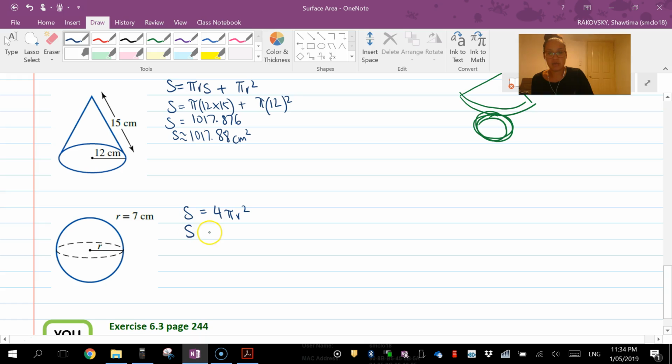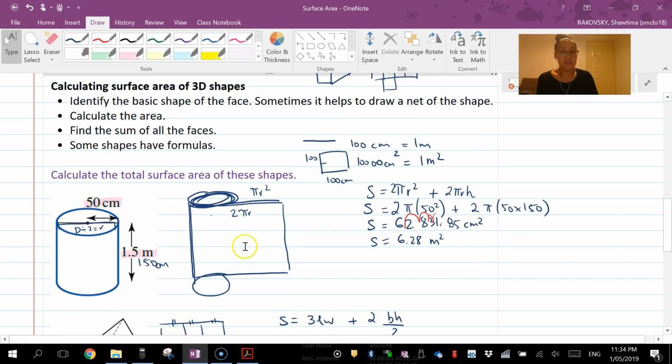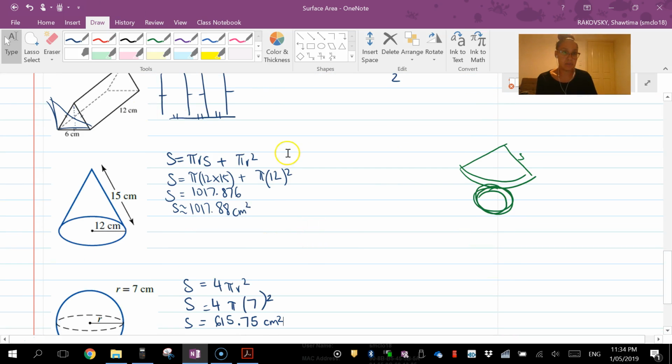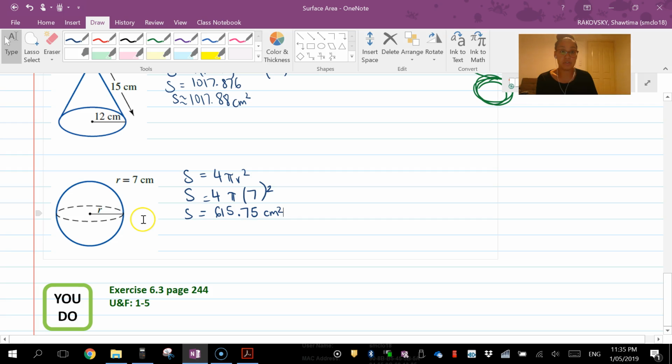So substituting that in, surface area equals 4 pi, where the radius is 7, squared, which gives us a surface area of 615.75. I'm just going to round to 2 decimal places, squared. So those are your basic 3D shapes that are probably new to you, as building on from year 9. So the cylinder, which is a type of prism, the cone and the sphere are new this year.